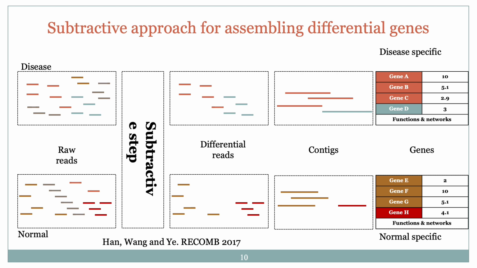The subtractive step is based on the identification of differential k-mers. Once we have those differential k-mers, they're either unique to a group of samples, or they're more abundant or less abundant in one group versus the other. So from those differential reads, we can hopefully just focus on them and from there get contigs and those genes.